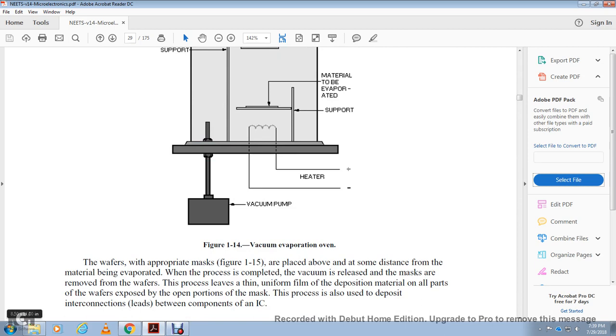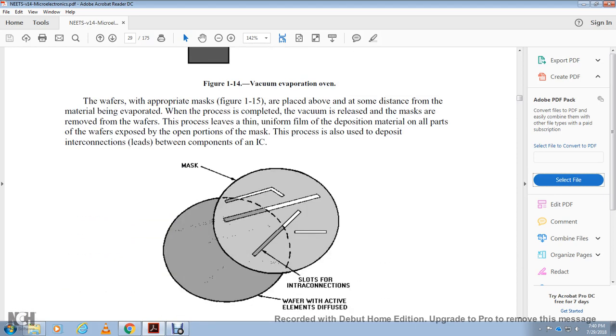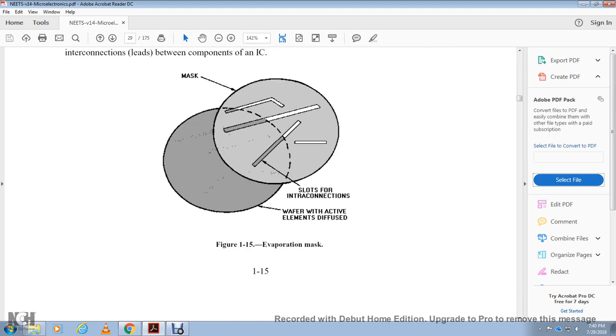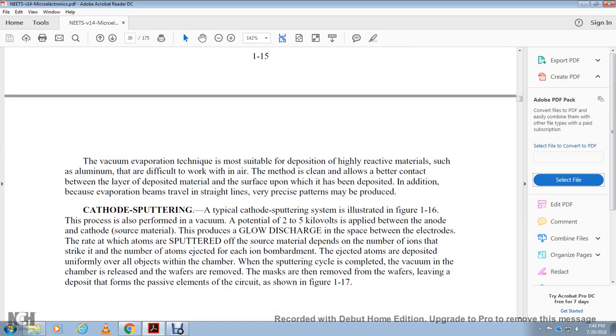The vacuum is released and the masks are removed from the wafer, leaving a thin and uniform film of the deposited material on all parts of the wafer that were exposed by the open portions of the mask. The process is also used to deposit the interconnection leads between the components of the integrated circuit. Shift the mask and slot for the interconnection wafer of the active elements diffused, figure 115, evaporation mask. The evaporation technique is most suitable for depositing reactive materials such as aluminum.